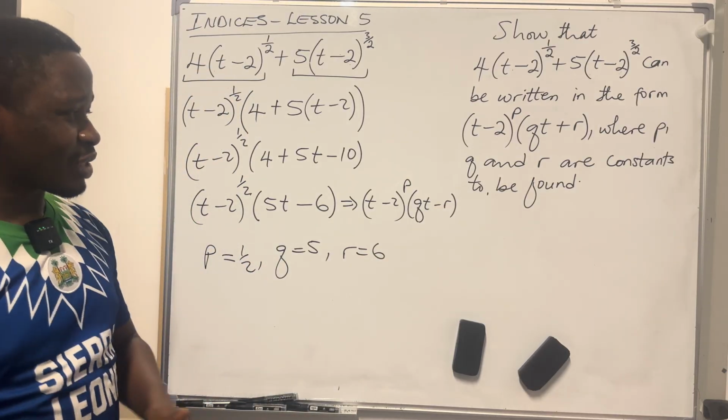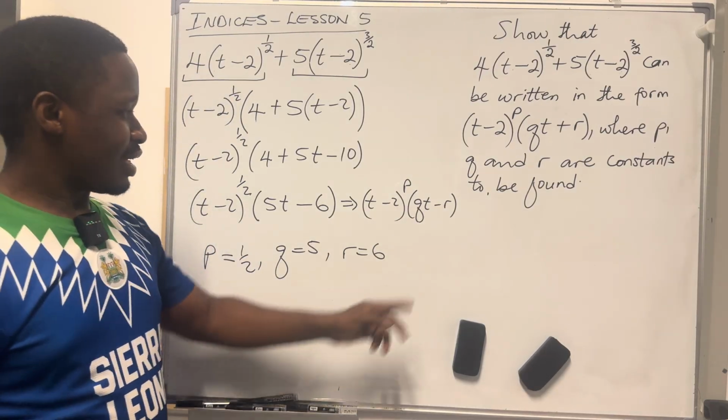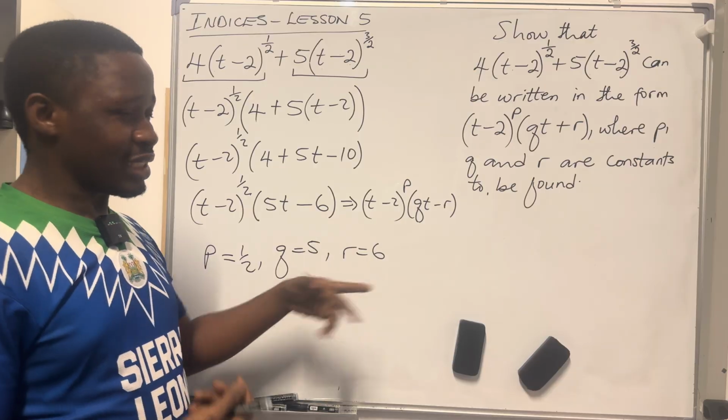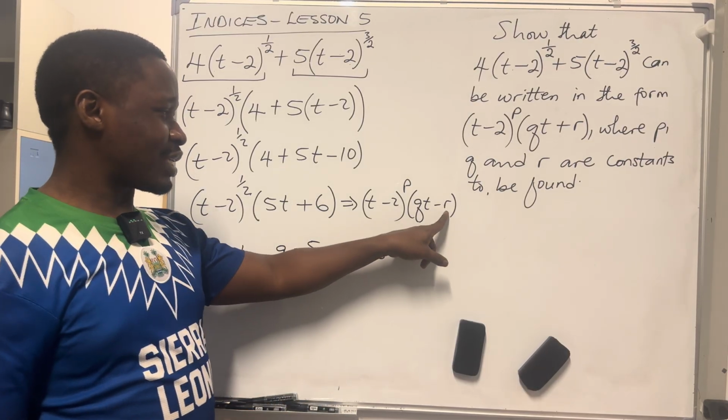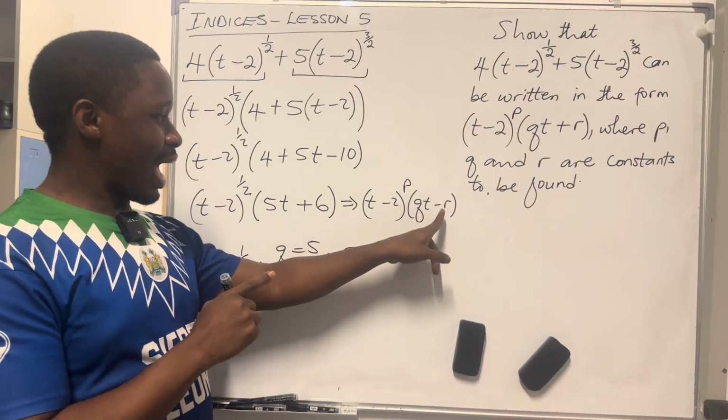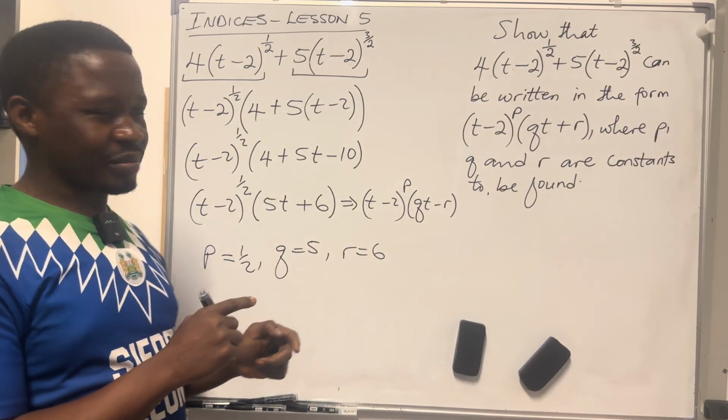What is r? 6. Sometimes we have a confusing case here. Because of minus minus, we say it's 6. What if here is plus? We cannot say r is 6. We say r is minus 6.